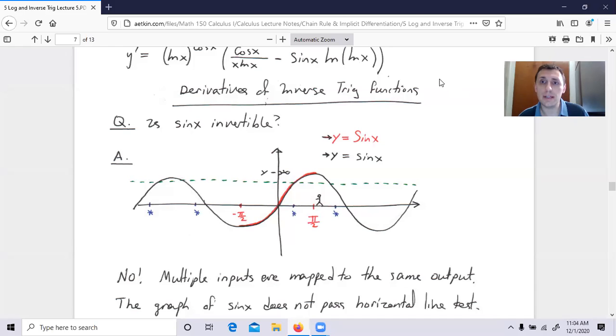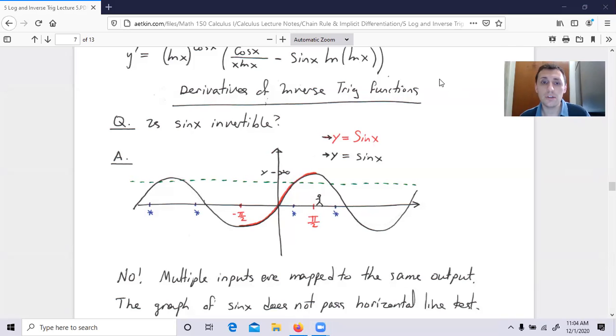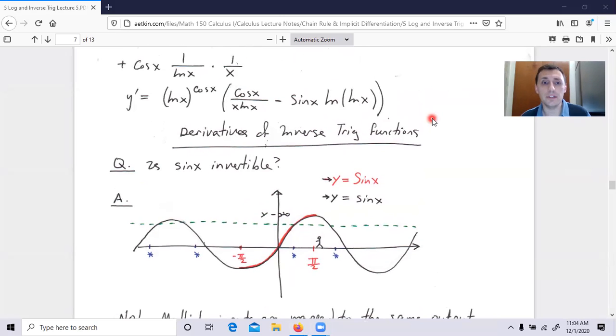And for some material, of course, you can see the lecture videos or the lecture notes. All those lecture notes you should know before the final, which happens on the 15th of December. Too quick, too soon. So, derivatives of inverse trig functions.